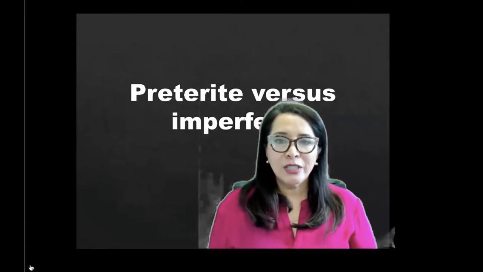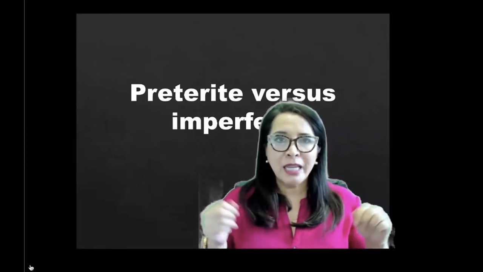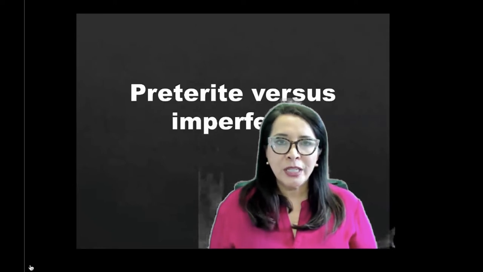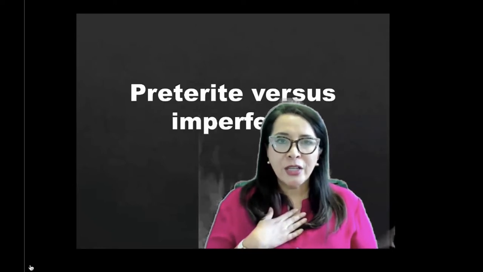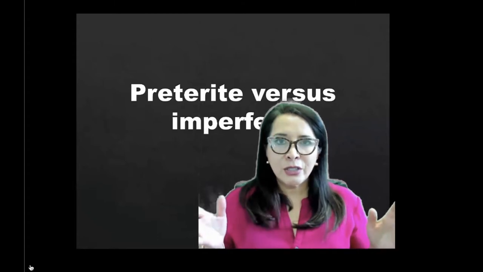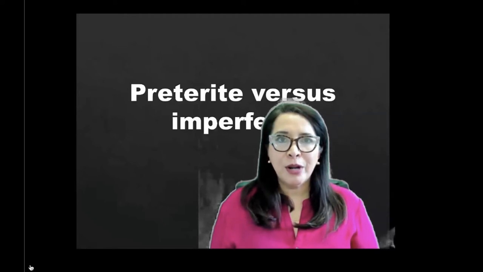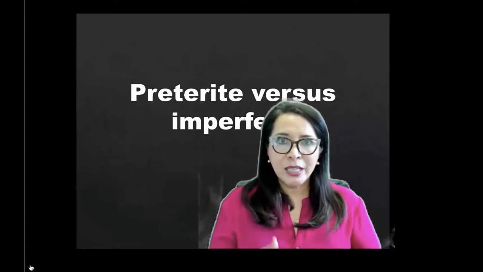So let's say that you're telling a story. When you're describing the scene, you're painting what's happening in the scene. So for example, it was raining and it was dark. There was a storm brewing. I was feeling really scared. All of that section where you're describing and painting the scene or your background of the story, you're going to use imperfect for that. Now, for action, for when things start happening, you're going to use the preterite.